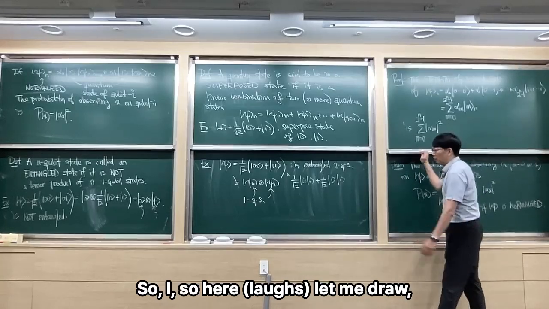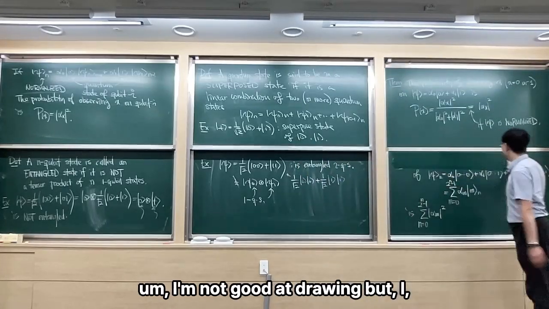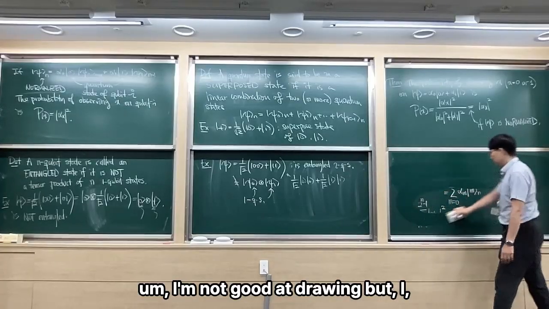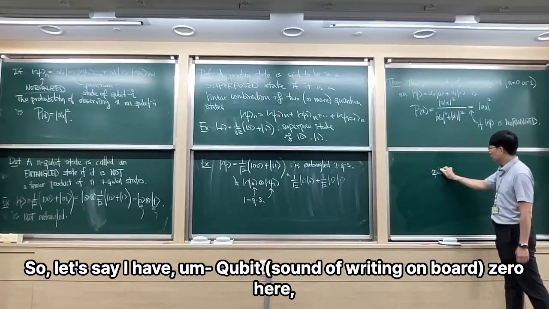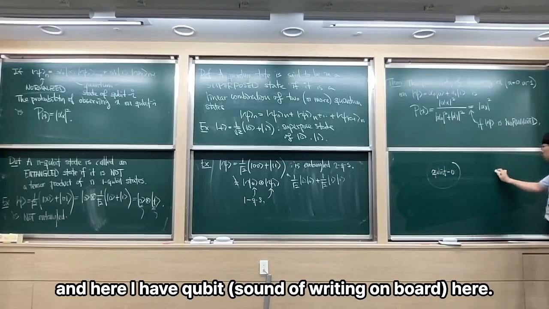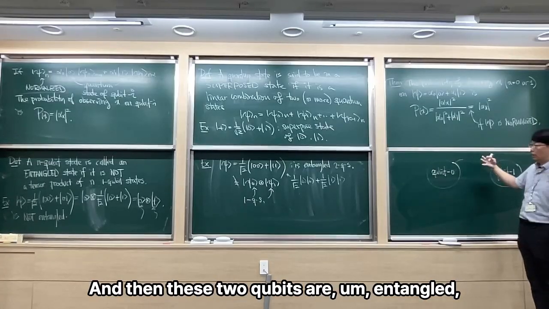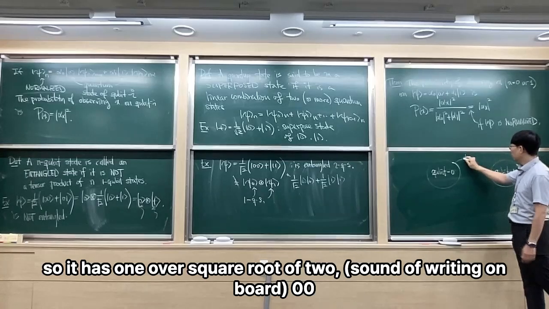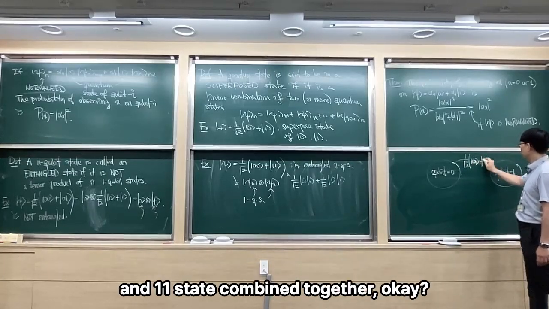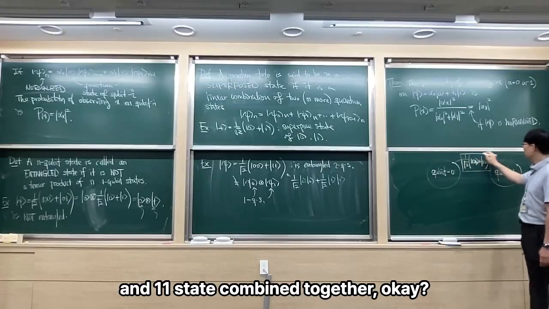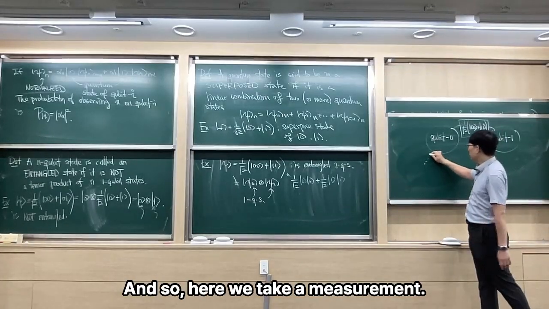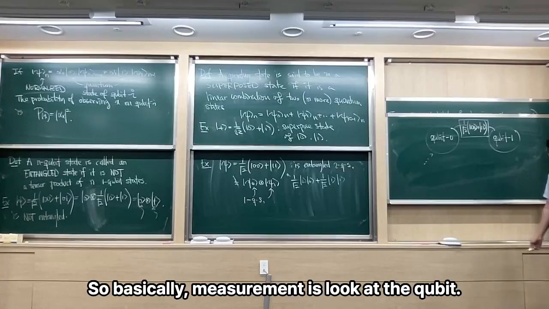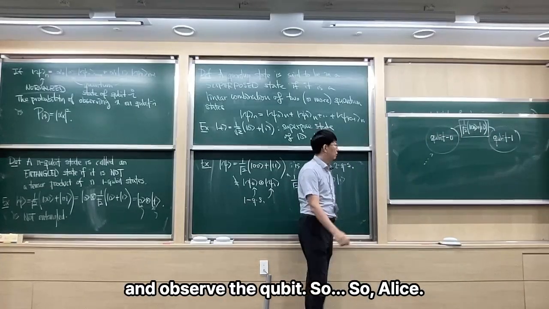So here, let me draw it out. I'm not good at drawing, but I'll try to make it into a cartoon. So let's say I have qubit 0 here, and here I have qubit 1. And these two qubits are entangled. So it has the 1 over square root of 2, |00> and |11> states combined together. Okay? So these are combined, literally entangled here. And here we take a measurement. Basically, measurement is looking at the qubit. You take a tool and observe the qubit.